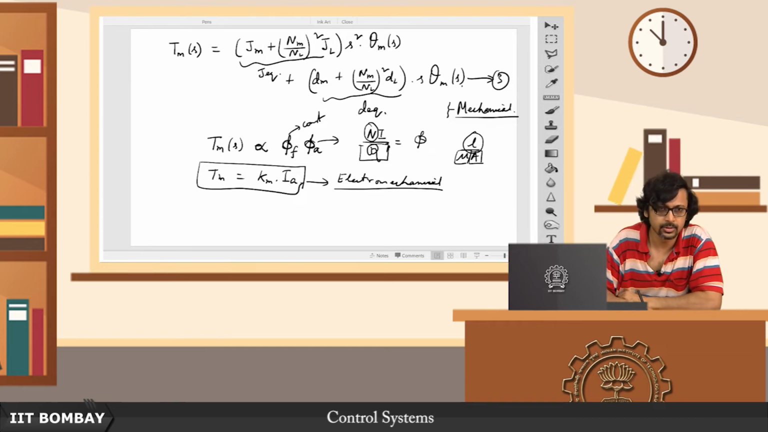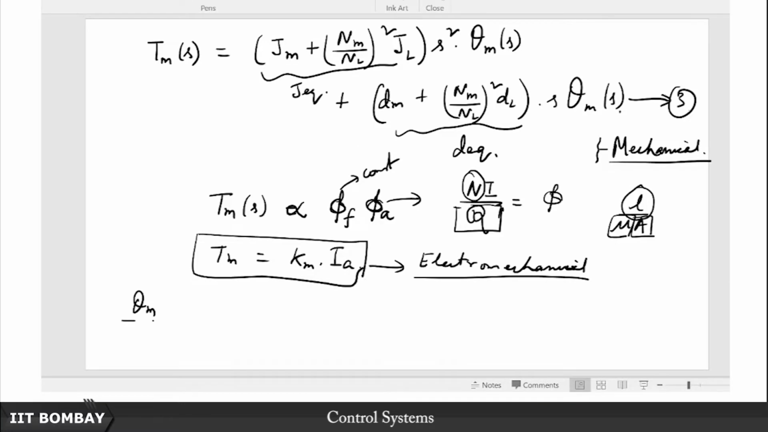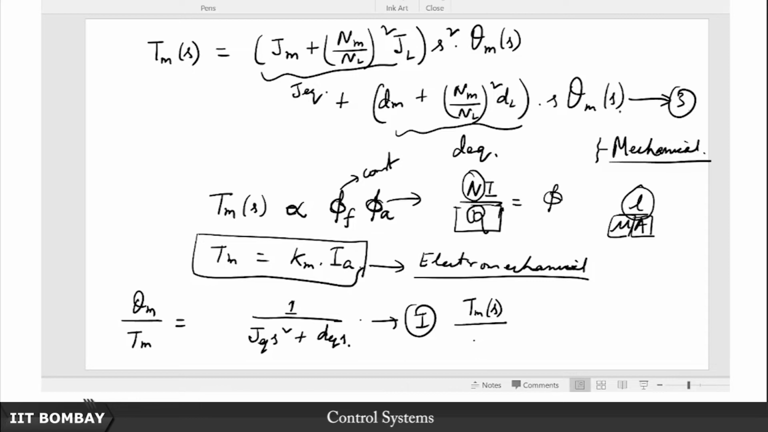So now we are in a position to obtain our transfer function. What is the first thing that we do? Let us quickly write down theta m(s) upon Tm(s), from 3. This can be written as, of course, 1 by J equivalent s squared plus D equivalent s. So that is, let us say, Roman 1. The second equation is, now we want to find out this Tm(s) divided by Va(s). How do we do that?